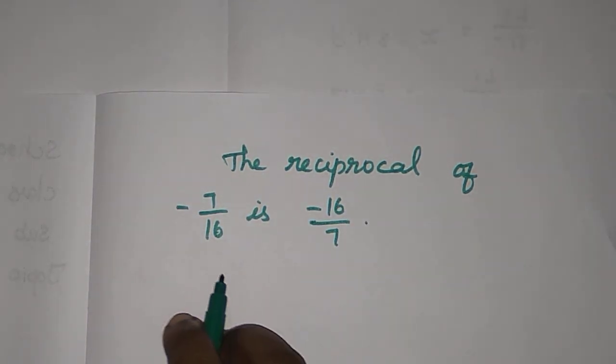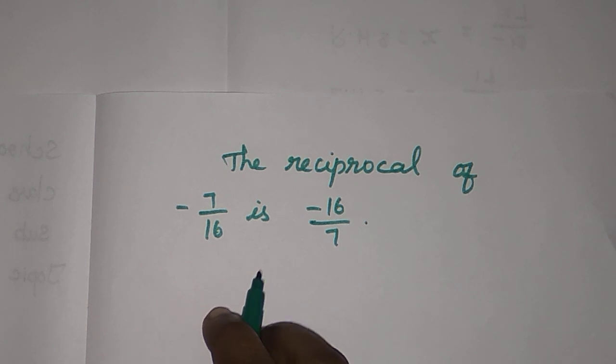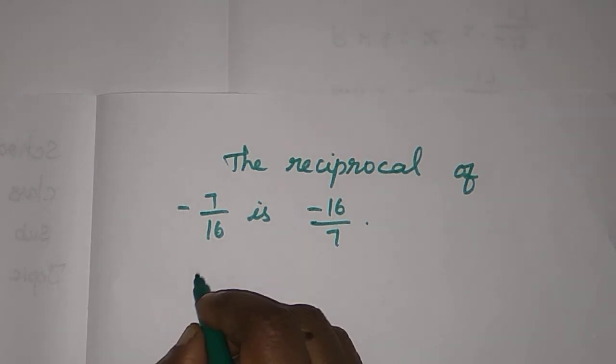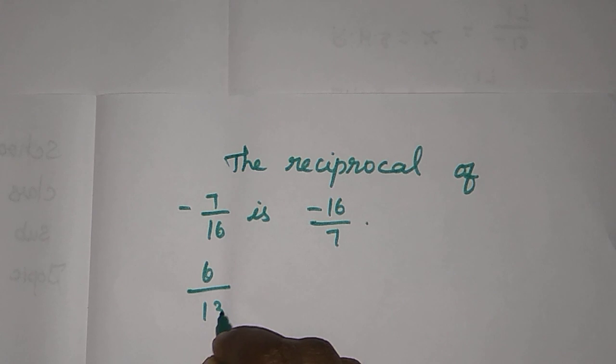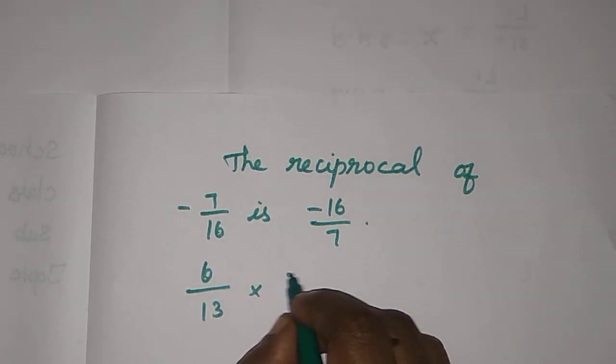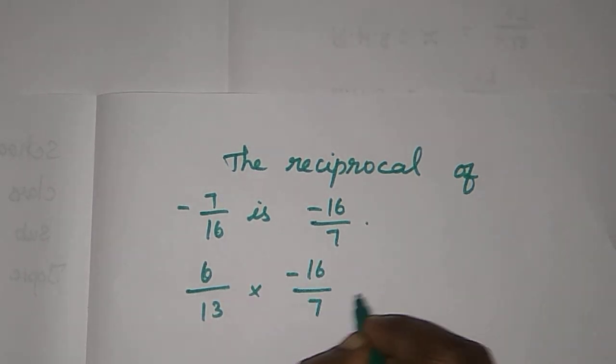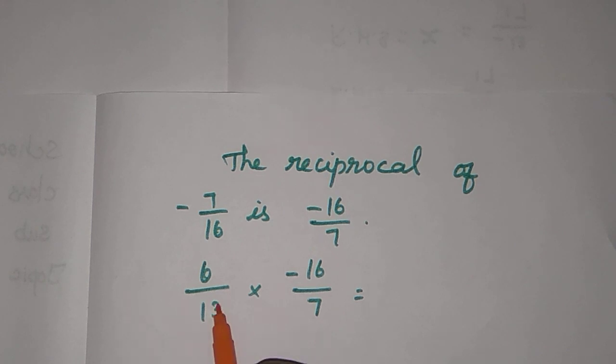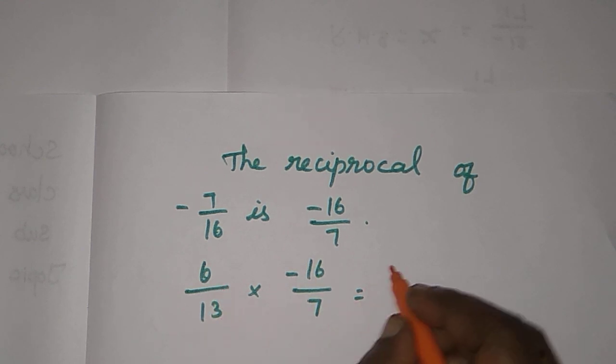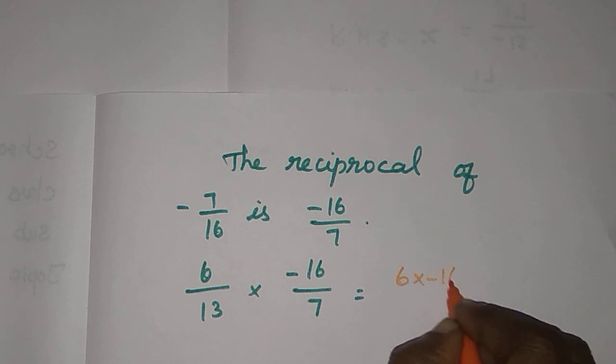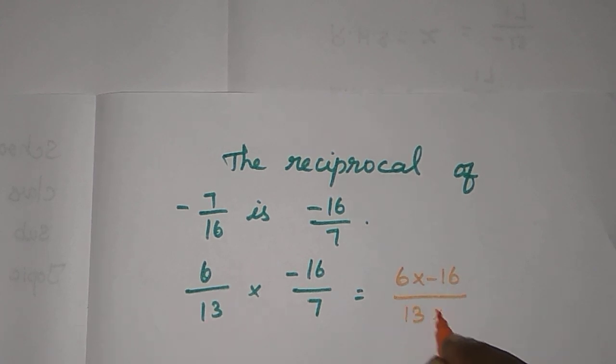This is the reciprocal of minus 7 by 16. Okay, now we multiply that: 6 by 13 into minus 16 by 7. We want to multiply this. Check whether these numbers cancel or not. The numerators and denominators, 7, 16, 13, 6, do not cancel. So we multiply the numerators, 6 into minus 16, divided by 13 into 7.